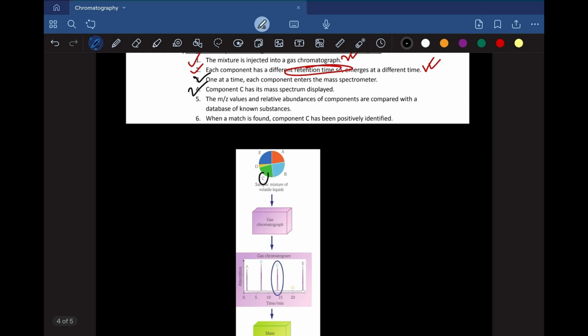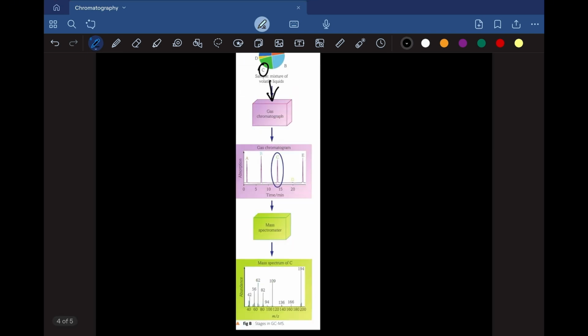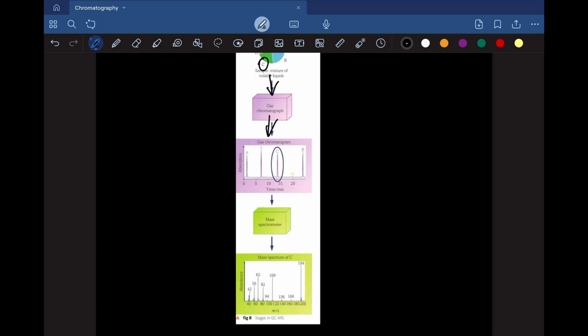Let's say this component C is taken into the gas chromatograph, and in the gas chromatograph there is this absorption line that we have learned in our previous NMR spectroscopy as well, right? And this chromatograph is something that will show these peaks, okay? And then we will pass them through the mass spectrometer. And this mass spectrometer will show their mass spectrum according to their mass to charge ratio and their abundance.